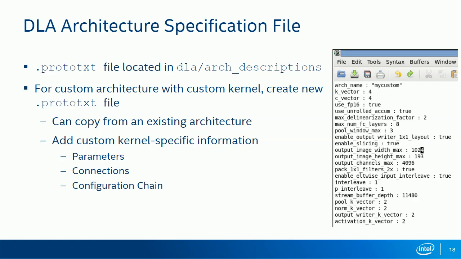The DLA architecture specification file is a protobuf formatted file. All of the provided architecture specification files are located in the DLA arch descriptions directory. To create a custom architecture that contains your custom kernel, it's usually a good idea to first copy the architecture prototext from an existing architecture, then modify the new architecture with a new name as well as to add the custom kernel specific information, which includes parameters, connections, and configuration chain.